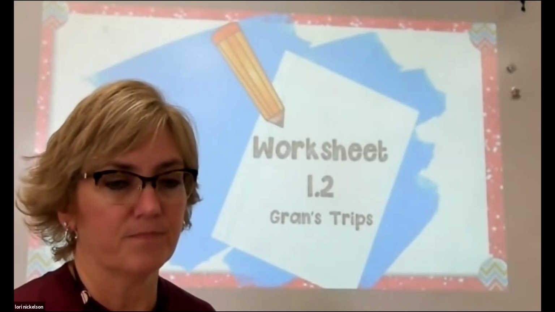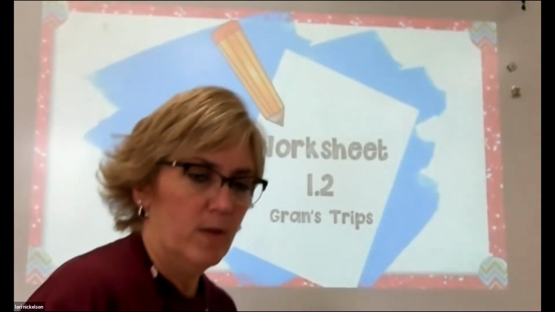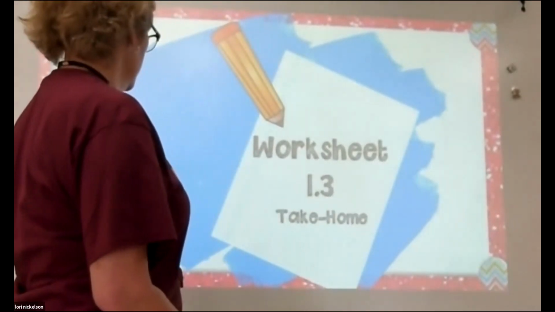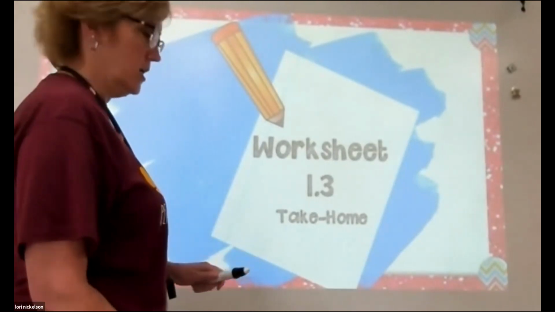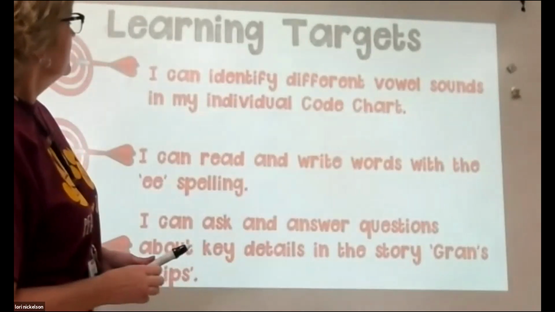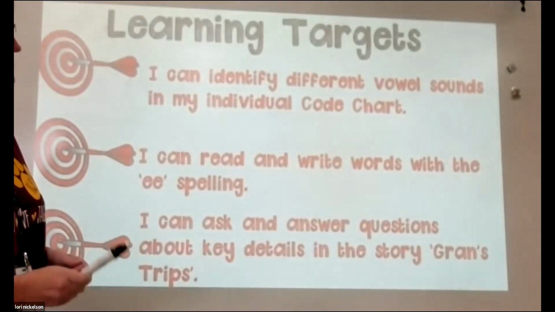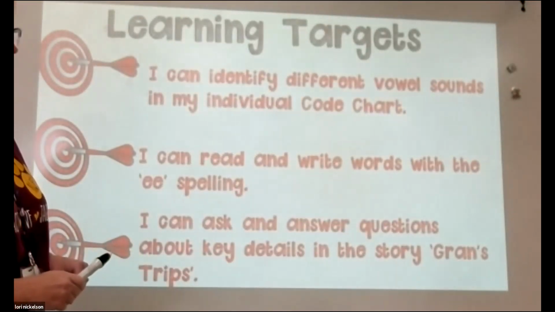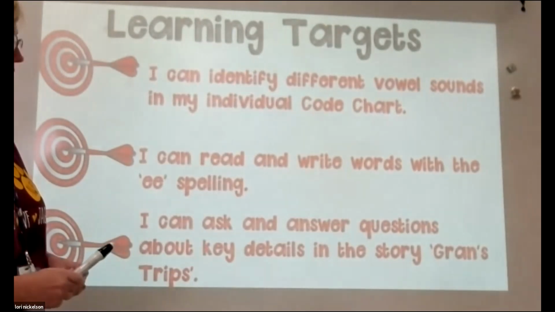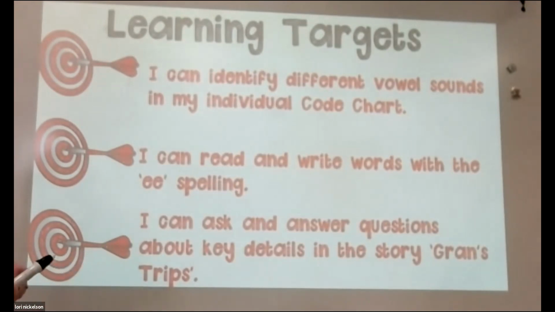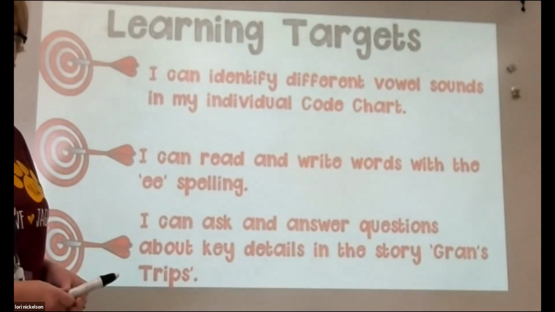All right, so we're back and we looked at our worksheet 1.2, and there is a worksheet 1.3 that we will take home also. So our learning targets: I can identify different vowel sounds in my individual code chart. I can read and write words with the E spelling, and I can ask and answer questions about key details in the story Gran's Trips.